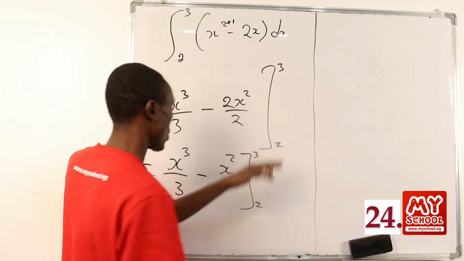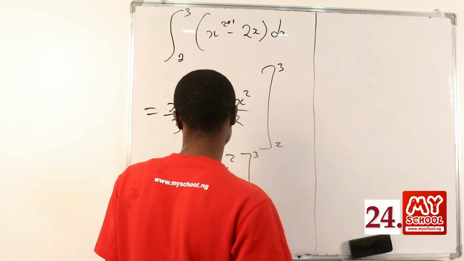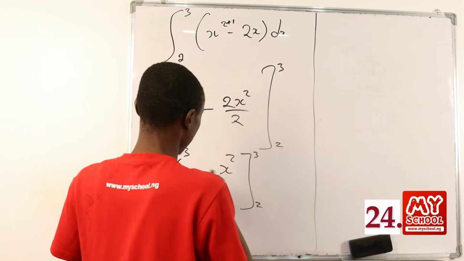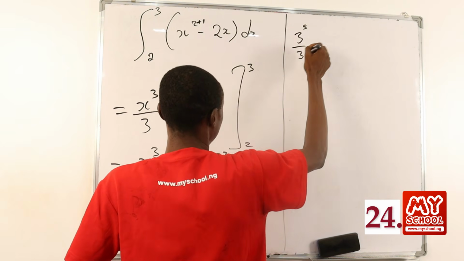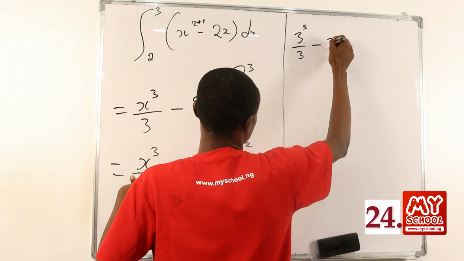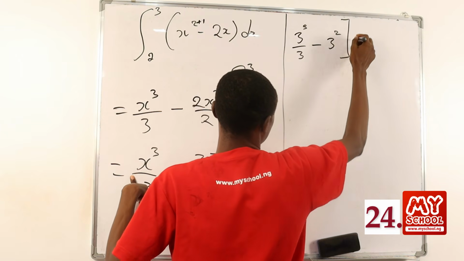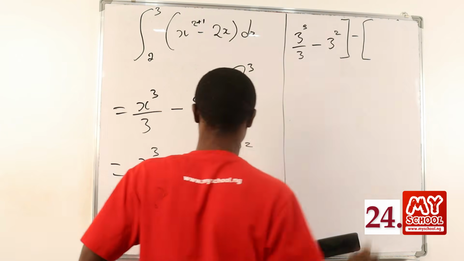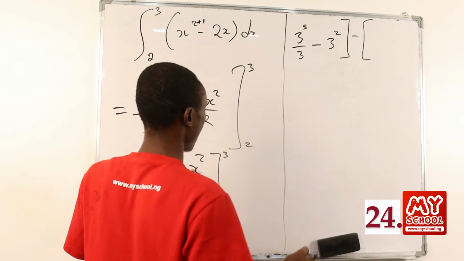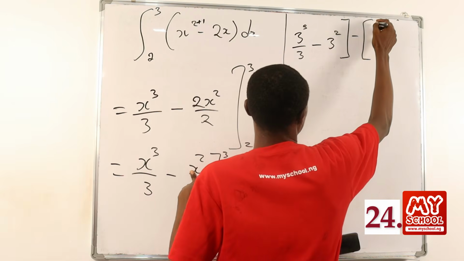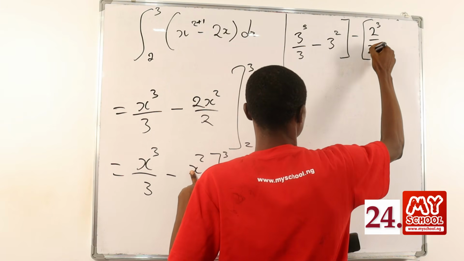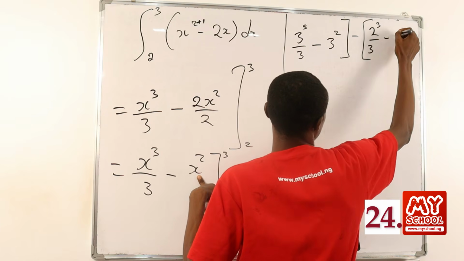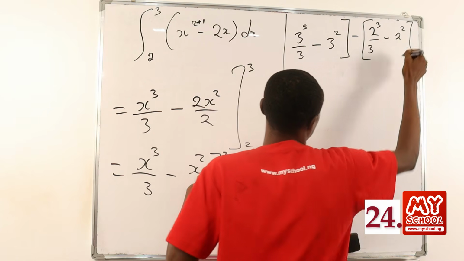Let's do it on this part of the board. For the upper limit, we'll put in 3 here. So you'll have 3 raised to power 3 all over 3, then minus 3 squared, then minus the lower limit. Here we'll have 2 raised to power 3 all over 3, then minus 2 raised to power 2, all in bracket.